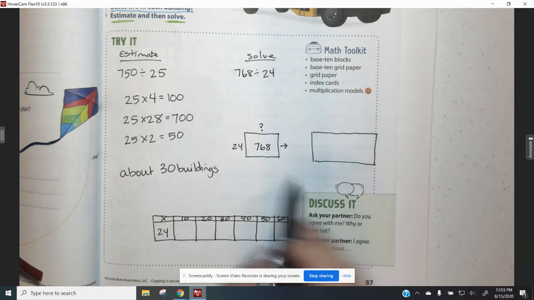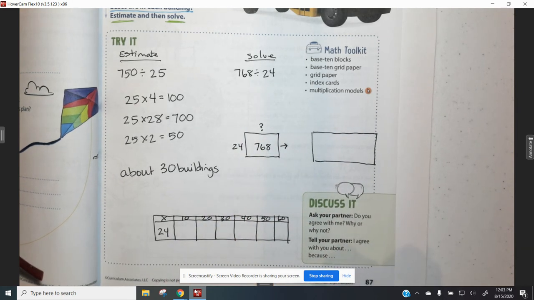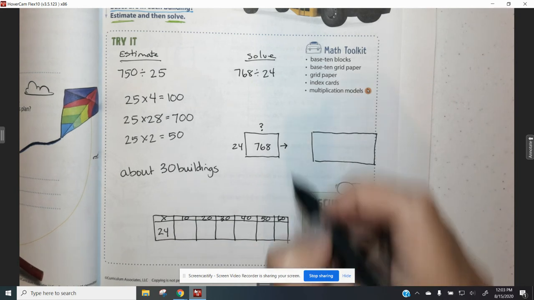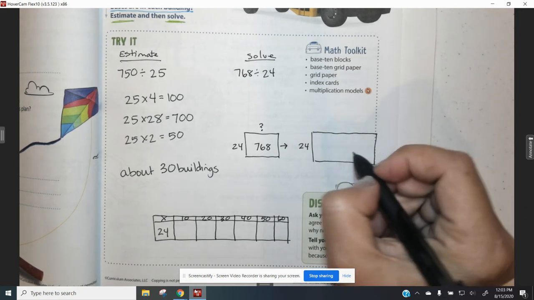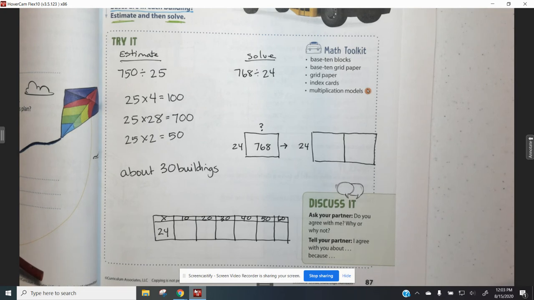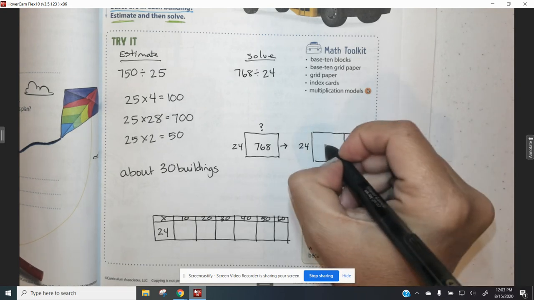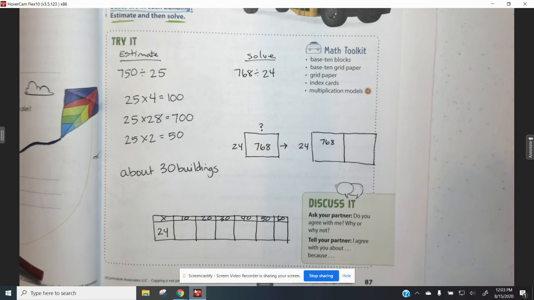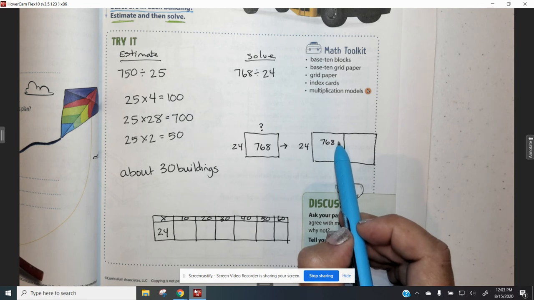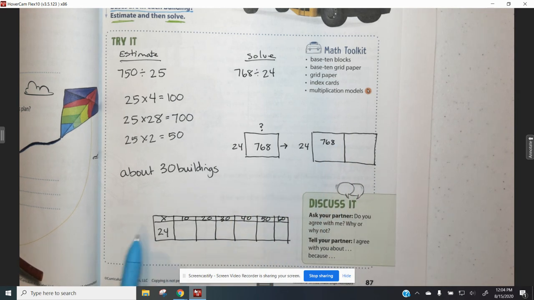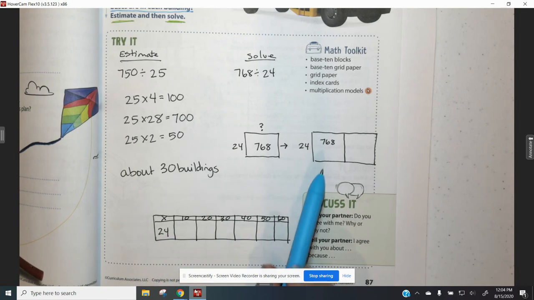So now we're going to take this area model and we're going to break it up into partial quotients. So on the outside, we still keep our divisor. And then we're going to break this apart into two rectangles. The first, we'll put our whole dividend into our first rectangle. And then the first thing we're going to do is find out how many times 24 goes into 768 using multiples of 10. So remember, you're going to stop me when we go over 768.